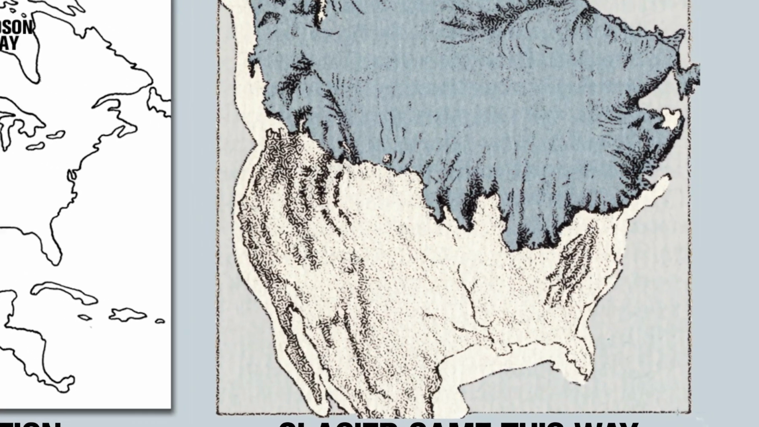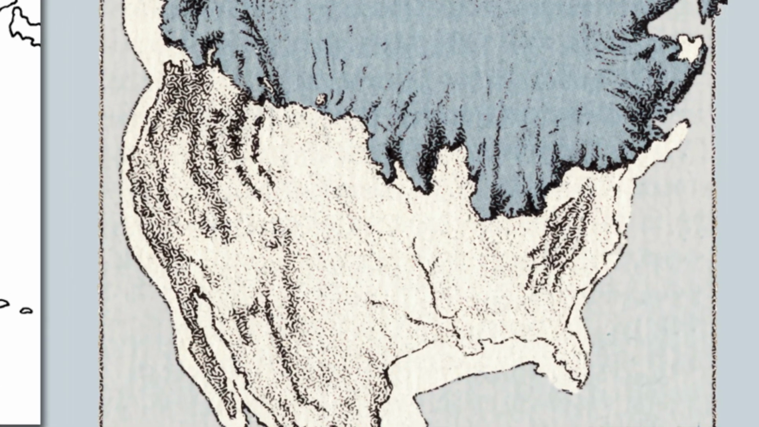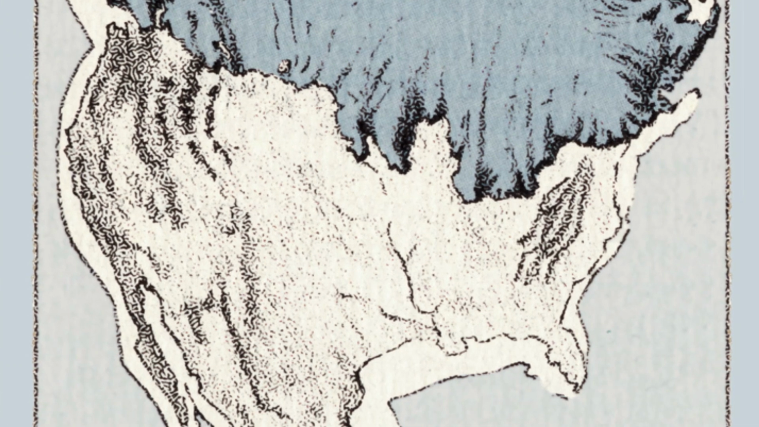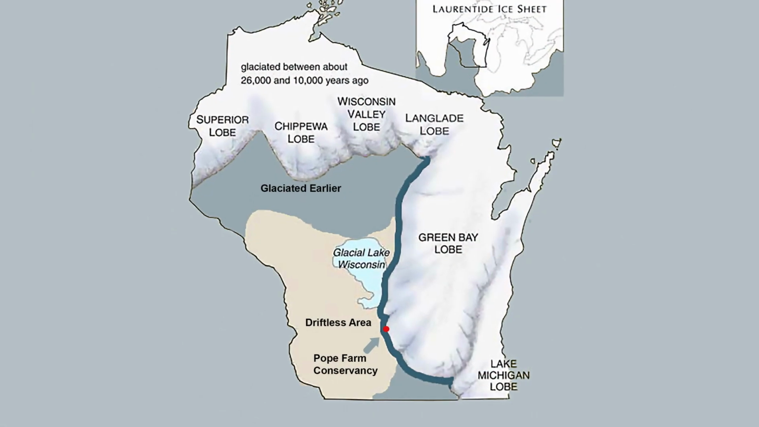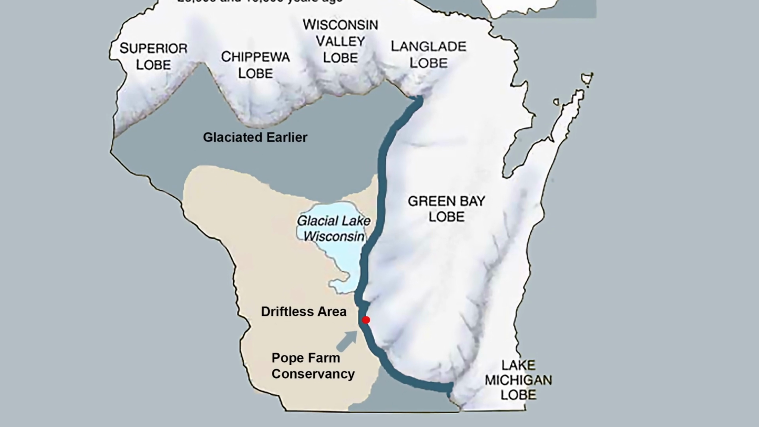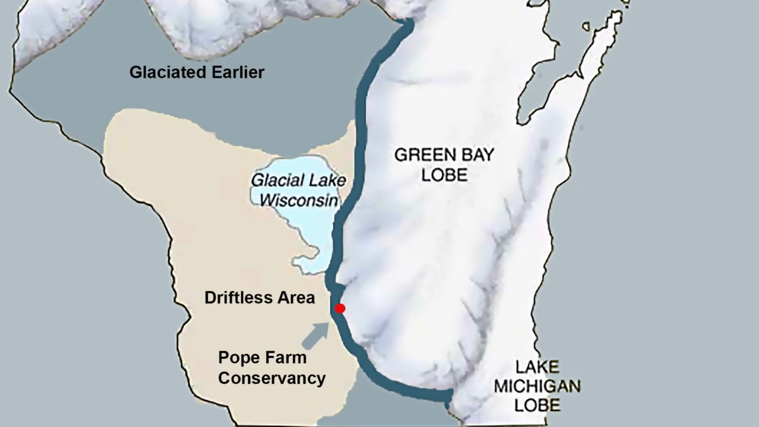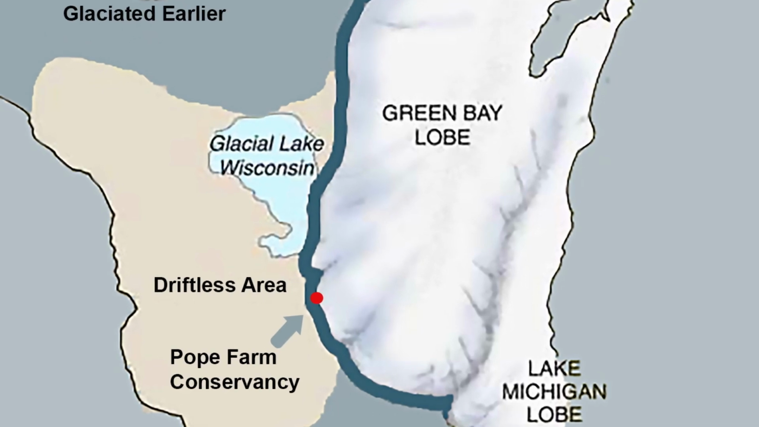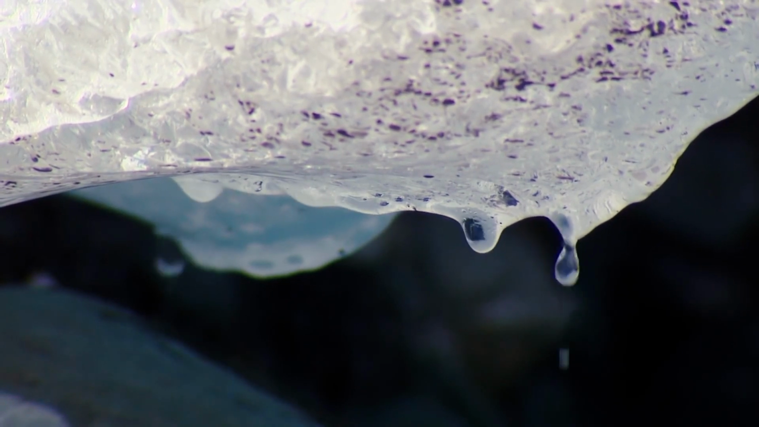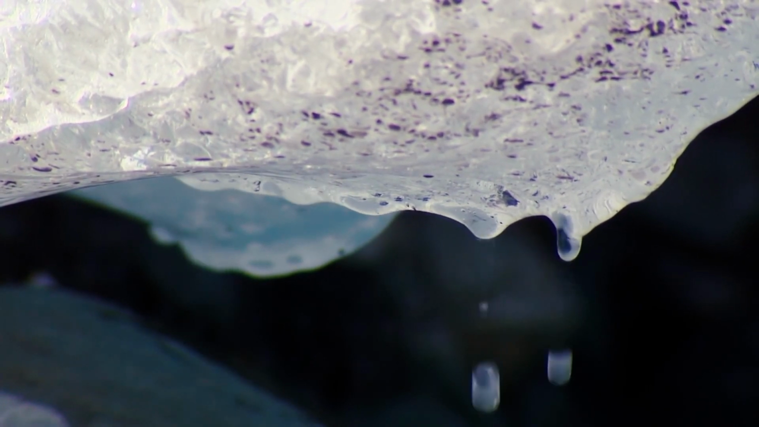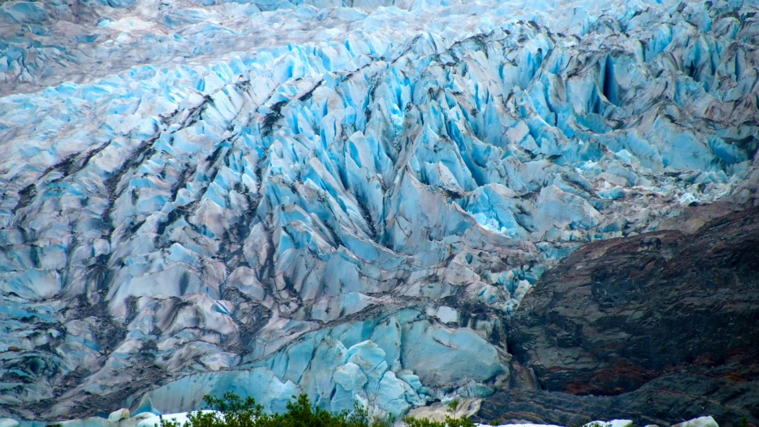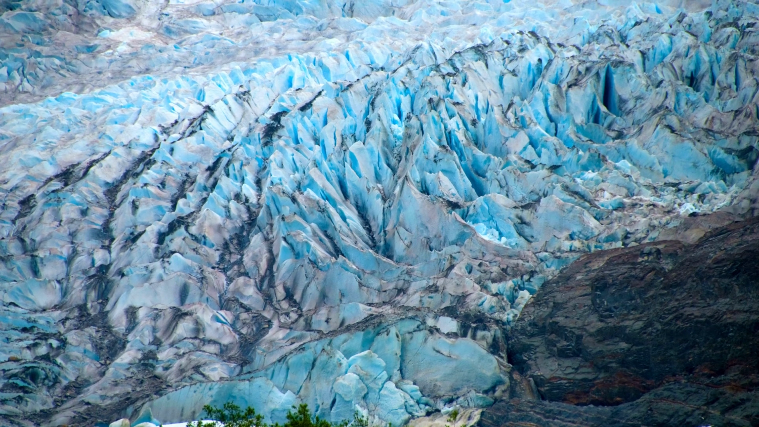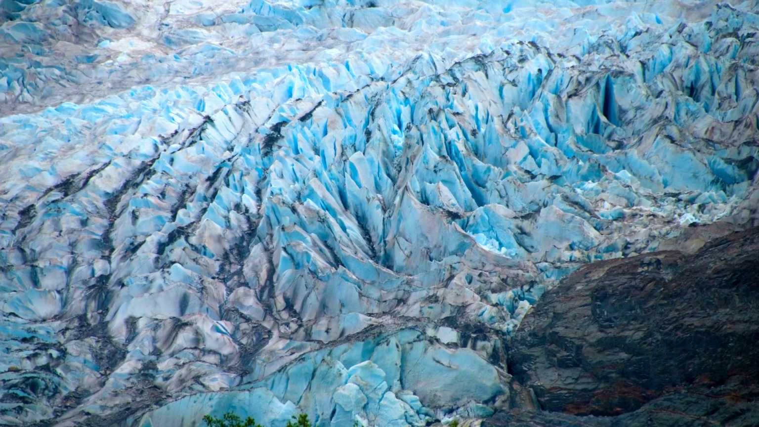The lobes of the Great Glacier flowed side by side and moved somewhat independently. One bulge, known as the Green Bay Lobe, headed south. It arrived and covered Pope Farm Conservancy around 25,000 years ago. When the climate warmed, the glacier retreated and uncovered Pope Farm Conservancy about 18,500 years ago. The great continental glaciers were the mightiest invaders ever loosed on the Earth.